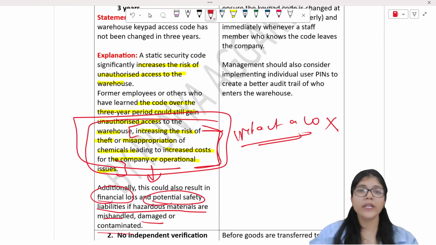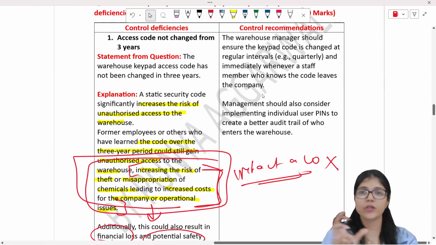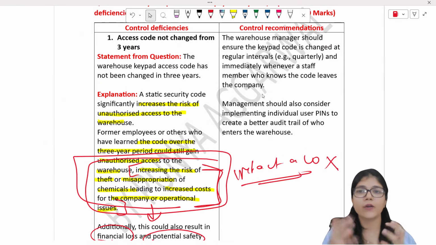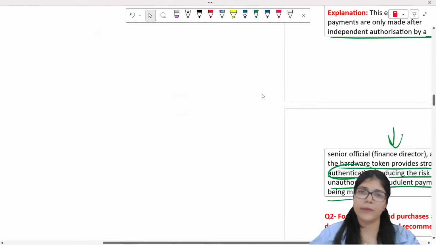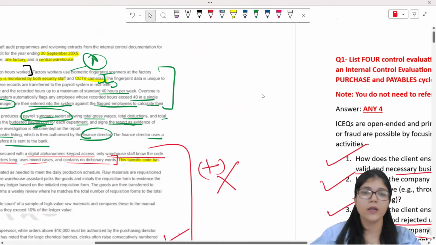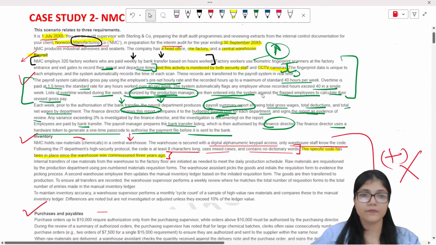Okay, now my recommendation should be that it should be changed. The manager should change the passcode on a regular basis, probably monthly, probably quarterly, so that nobody can learn the password and no unauthorized access can happen, right? So that would be my recommendation. As simple as that, right? Let's move to the next one now.